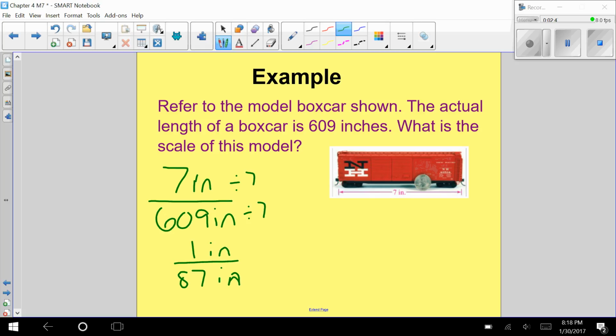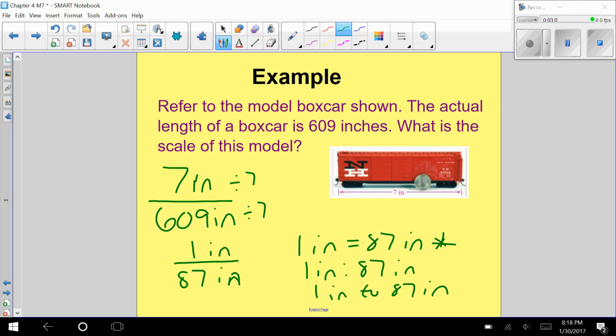Now we can leave that as a fraction, or we can write it as 1 inch equals 87 inches, or 1 inch to 87 inches. So any of the ways we write a ratio are acceptable. And then we can also do this one with an equal sign when we're writing a scale.